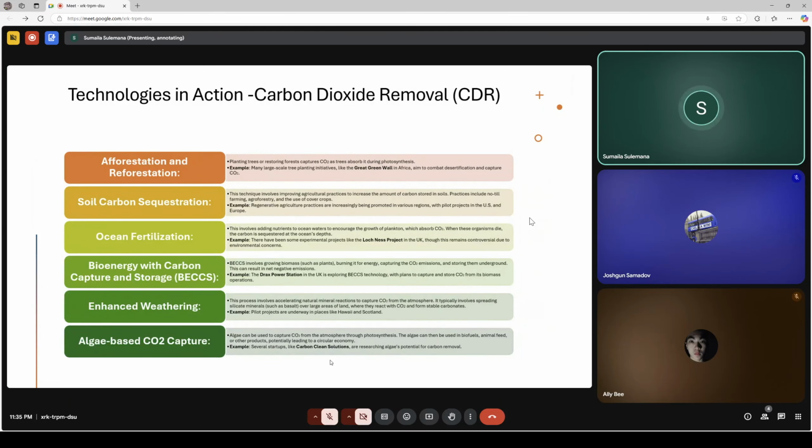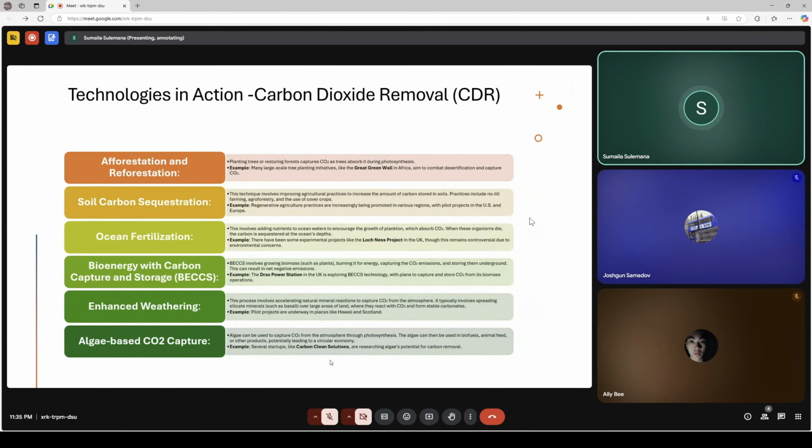The next technology in action to look at is soil carbon sequestration, which is linked to biochar in an aspect, because it involves agricultural practices to increase the amount of carbon stored in soil. Practices include no-till farming, agroforestry, and use of cover crops. They've been utilizing regenerative agricultural practices in various regions with pilot projects in the US and Europe, and I believe other countries are also focused on this aspect, trying to utilize soil to capture CO2.